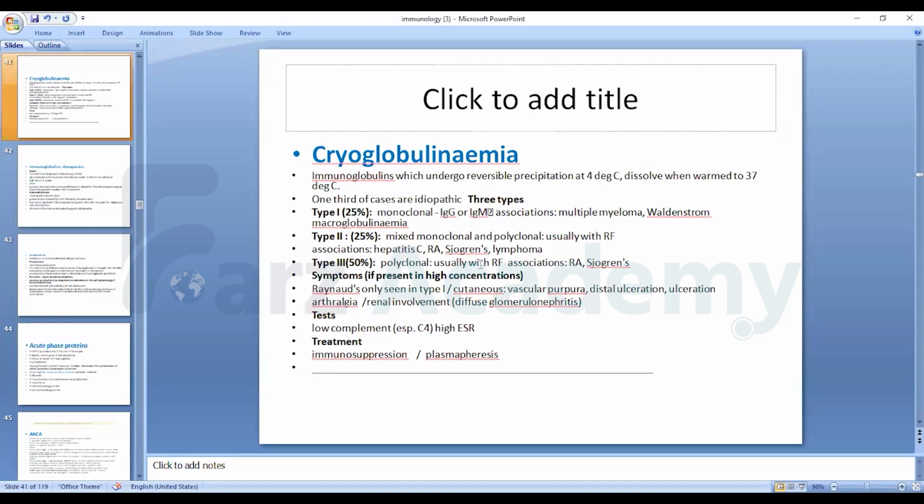Type 2, 25%, mixed monoclonal and polyclonal, usually with rheumatoid factor association, hepatitis C, rheumatoid arthritis, Sjogren and lymphoma. Type 3 is polyclonal, usually with rheumatoid factor association, rheumatoid arthritis and Sjogren. Symptoms are present in high concentration.